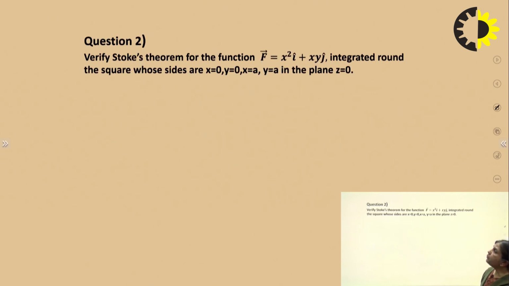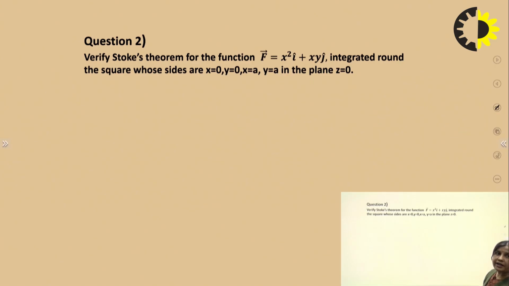Again, if we take the next question, question number 2. In question number 2, verify Stokes theorem for the function vector f equal to x square i cap plus xy j cap integrated round the square whose sides are x equal to 0, y equal to 0, x equal to a, y equal to a in the plane z equal to 0. So in this question, we have to verify Stokes theorem. So we have to prove LHS equal to RHS.